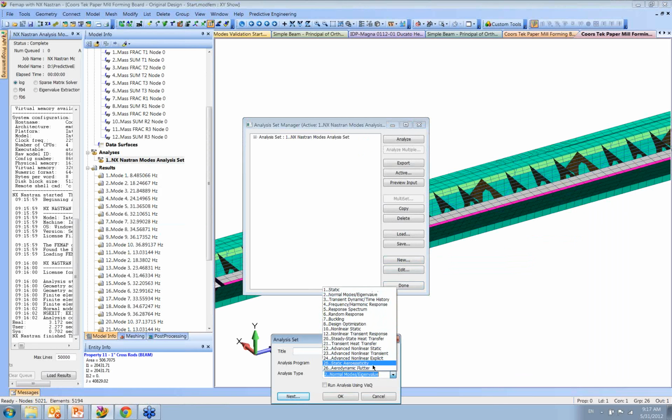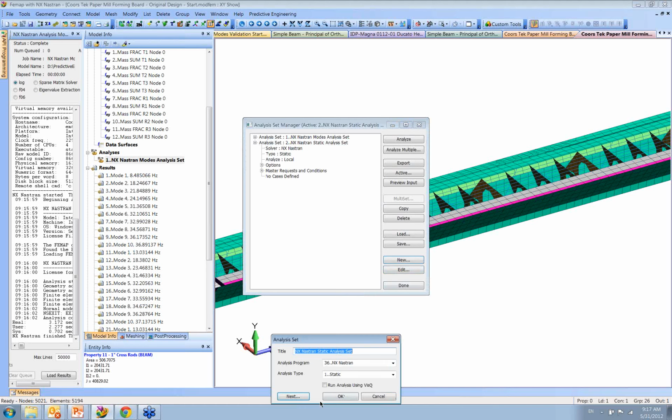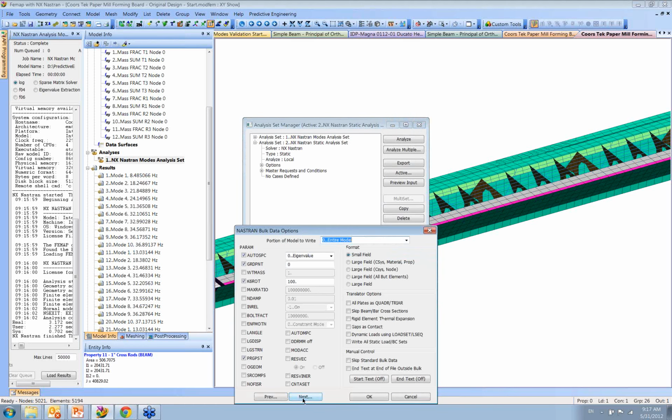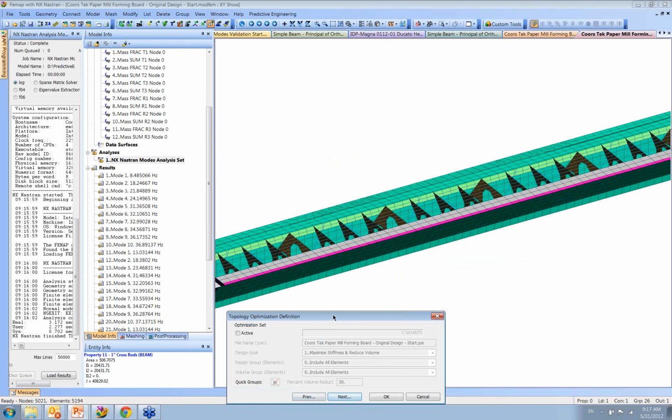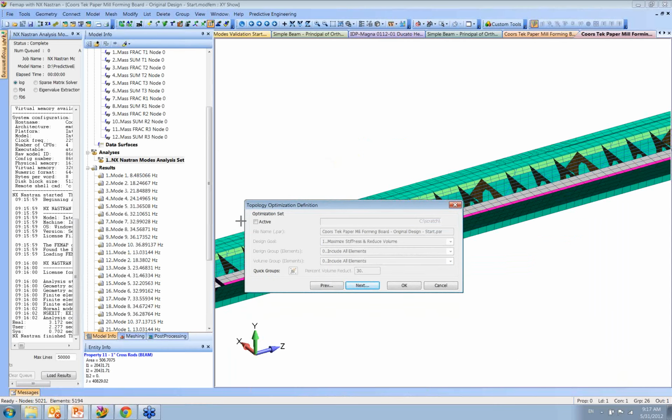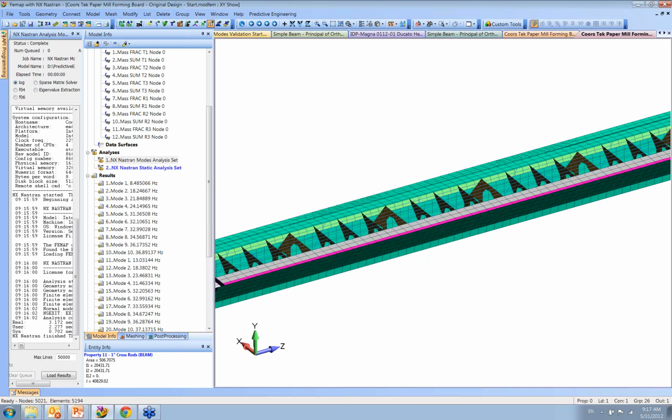Let's switch over to it, it's embedded in static. I could jump to it, but I get lazy. Right there, this is the Tosca program for setting things up. You can maximize stiffness, and you can also do vibe: maximize eigenfrequency and reduce volume. It is in there. It's an add-on option, but it does do optimization.